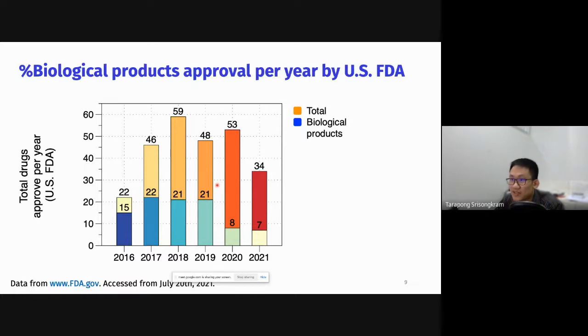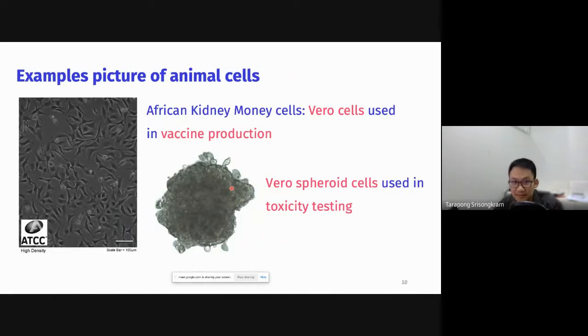And this slide shows how many biological products have been approved each year by the US FDA. The orange or red color shows the total drugs approved, and the biological products are shown in blue here. As you can see, it's around one third or a quarter of the total drugs approved per year. So it is important to learn animal cell culture, right?